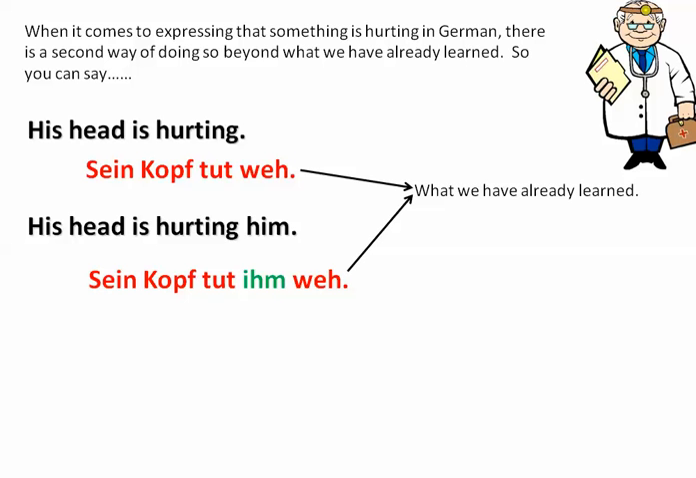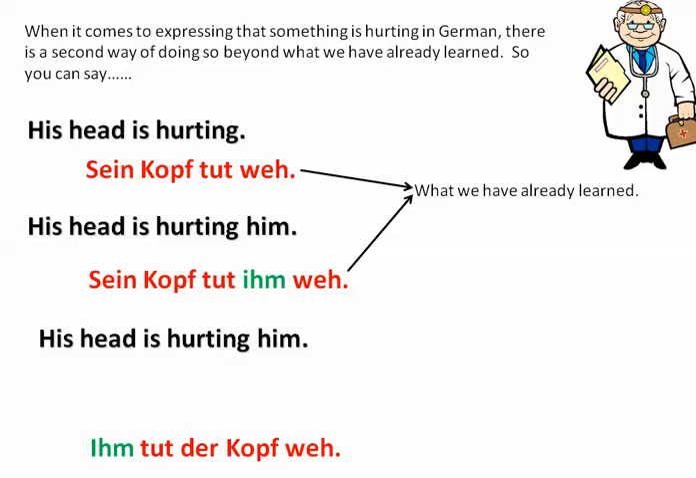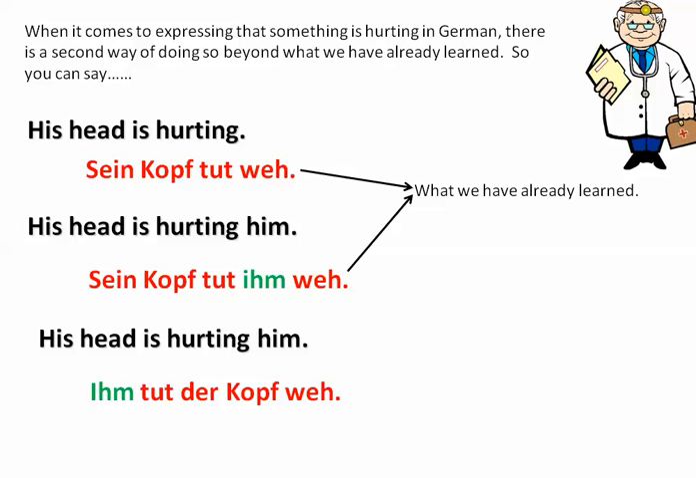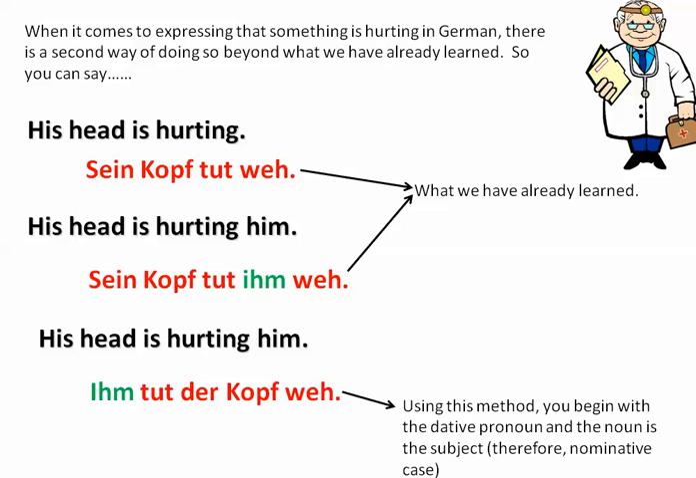But I'm going to show you another way to say that, for example, his head is hurting him. And that's to use the dative pronoun at the beginning. So you can say in German, ihm tut der Kopf weh. And it means him, basically, the head is hurting, if you want to think of it that way. It's a very strange construction for us in English to make, but very natural in German. Okay, so using this method, you begin with the dative pronoun, and the noun is the subject of the sentence, therefore it's nominative case. That's why it's der Kopf and it didn't change.